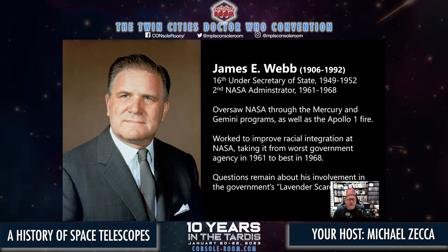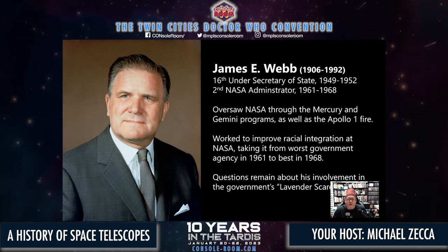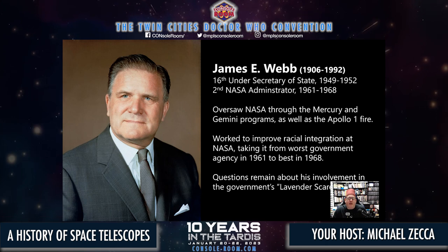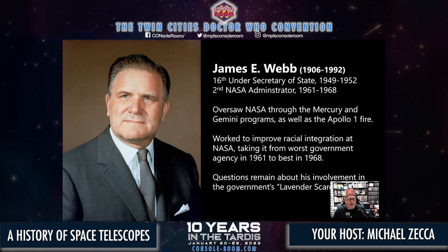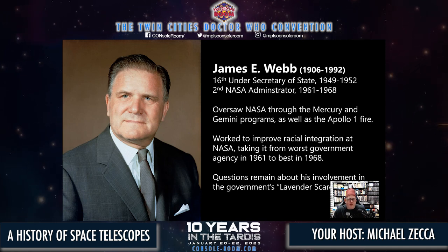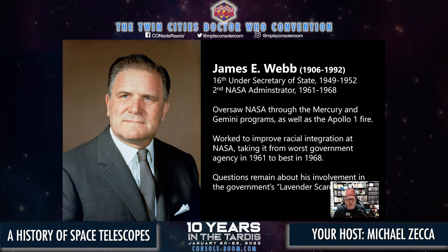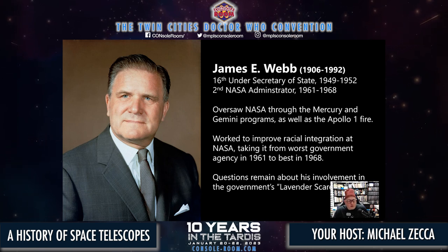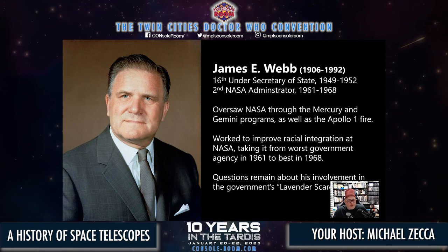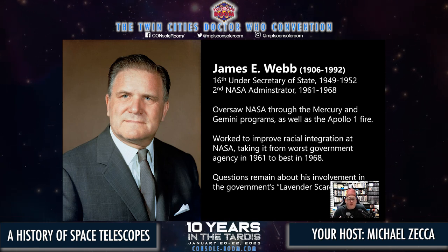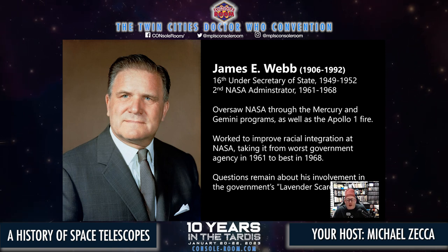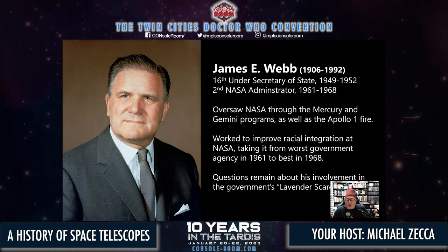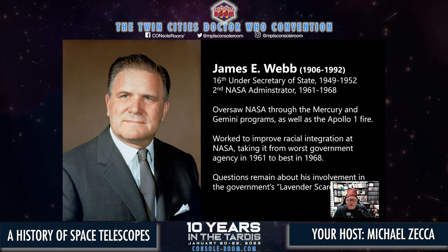James Webb was the 16th Undersecretary of State and did a lot of work with Lyndon Johnson back then. He later was, with Johnson's urging, appointed by Kennedy as the second administrator of NASA. And he saw NASA through Kennedy and LBJ's administrations from 61 to 68, resigning shortly before Richard Nixon took over the office of the presidency so that he could appoint his own NASA administrator. He oversaw NASA through the Mercury and Gemini programs. He also saw through the early days of Apollo, including the Apollo 1 fire.